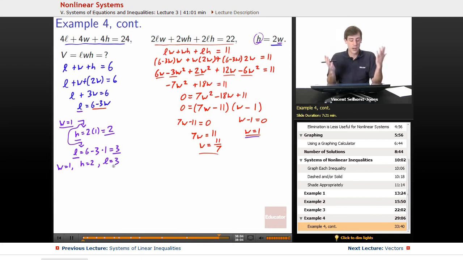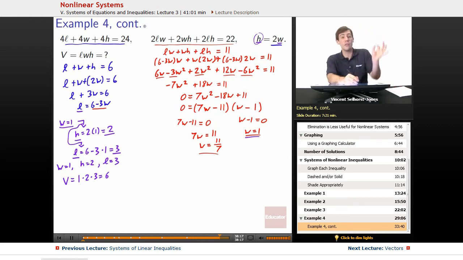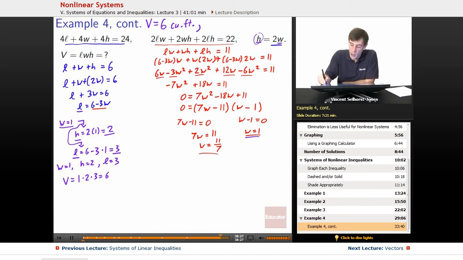Because remember, there's two possibilities for what our width could be. But if this is the case, then our volume is going to be the three of these multiplied together. So 1 times 2 times 3, which equals 6. So one possible value for our volume is going to be 6 cubic feet. That's one possible answer, right? It turns out that there's two different worlds here, so we want to check out both of them.